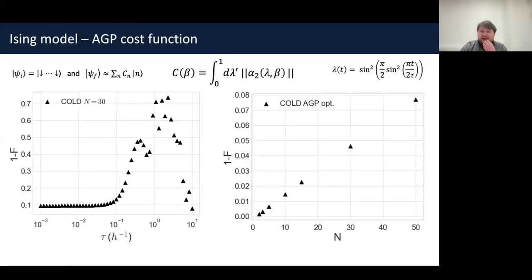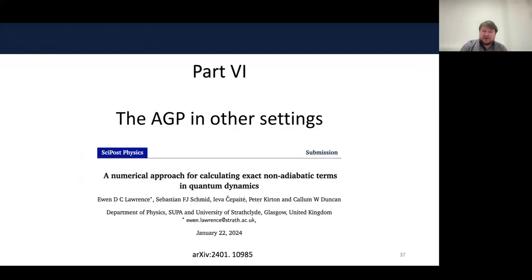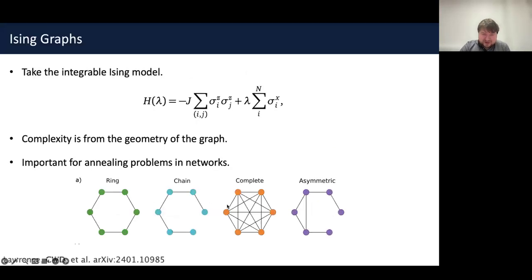Okay, so how do we expand upon that and go beyond this simple chain example? I'm going to say that we haven't actually done that yet. We haven't actually expanded this idea beyond this. We're in the process of doing that, but we got distracted first by trying to come up with efficient ways to numerically calculate the adiabatic gauge potential. And this is the arXiv paper that just came up today.